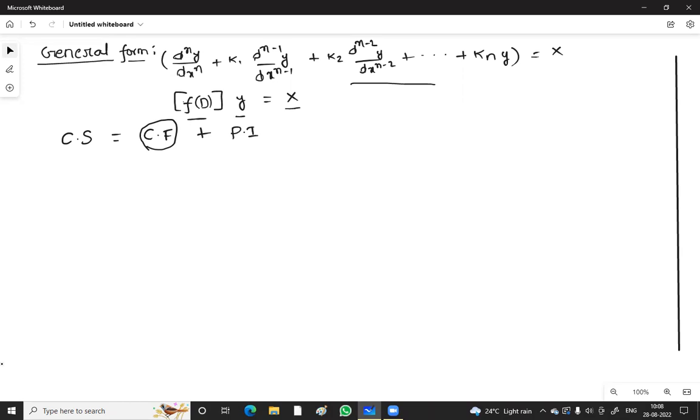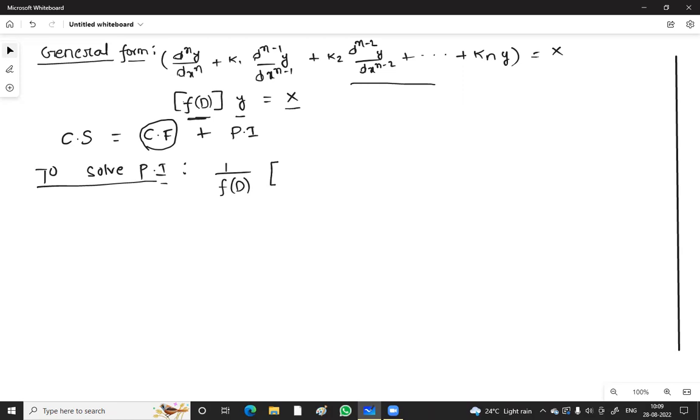Now, to solve particular integral, there are some methods, some cases, especially in that. Firstly we need to understand what particular integral means: reversal of the derivative. Here f of D is a function of D terms, nothing but derivative terms. So particular integral means you have to operate 1 over f of D, which is reversal of the derivative, nothing but integration.